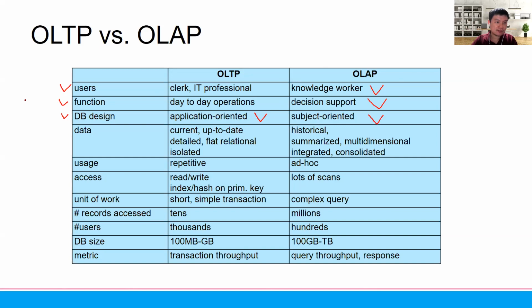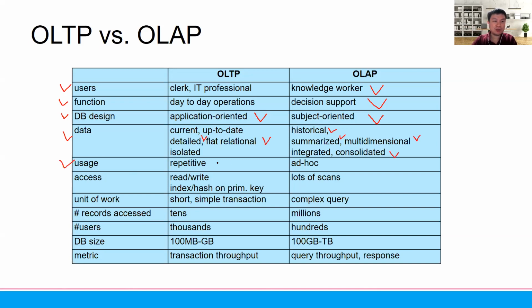In the data itself, the OLTP is more current. Current means you can see the time span, the time variant is very short. But the OLAP is more historical data. The OLTP is more detailed, flat, relational, isolated, but the OLAP is summarized, multi-dimensional, integrated, and consolidated.